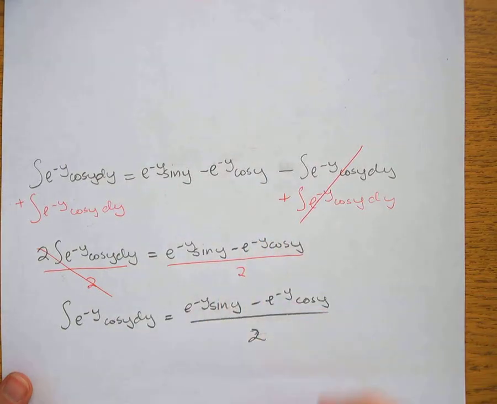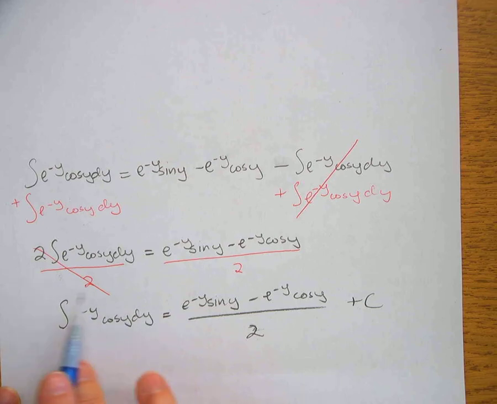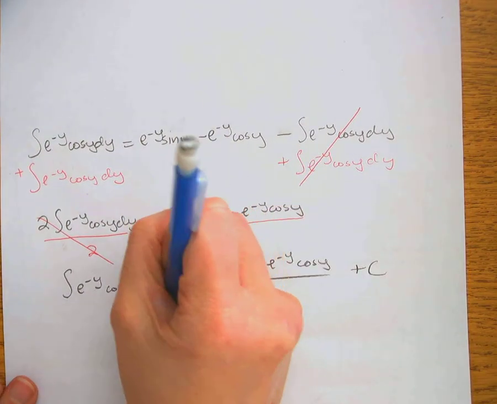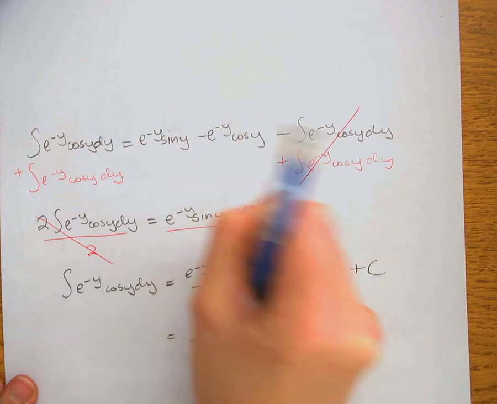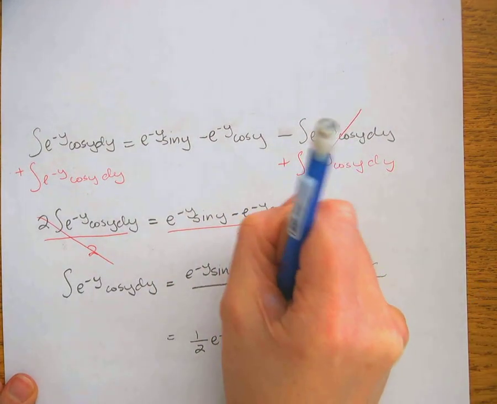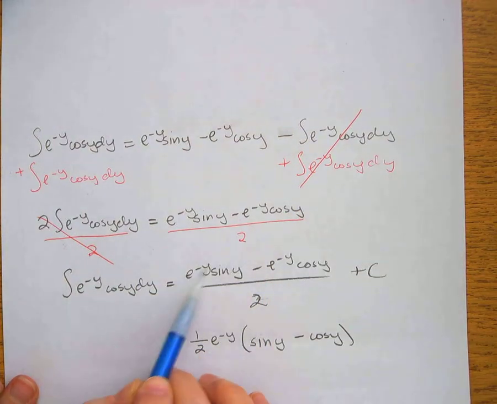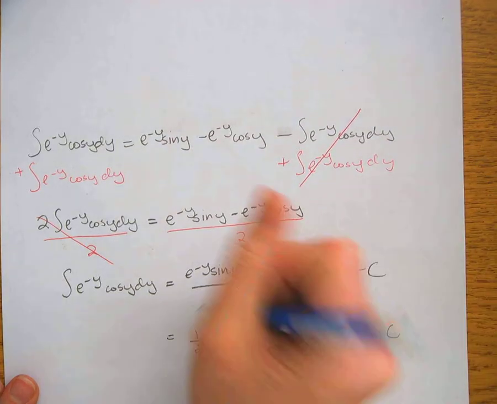And that's pretty much our answer. Oh, plus a constant. Because I was trying to solve for this integral all along, and so now I have a statement that's saying this integral is equal to this. So this is what it must be equal to. And I'll just simplify that a little bit. So it's basically 1/2 e to the negative y times sine y minus cosine y. So I was able to factor out an e to the negative y over 2 from both terms. And then, of course, plus a constant.